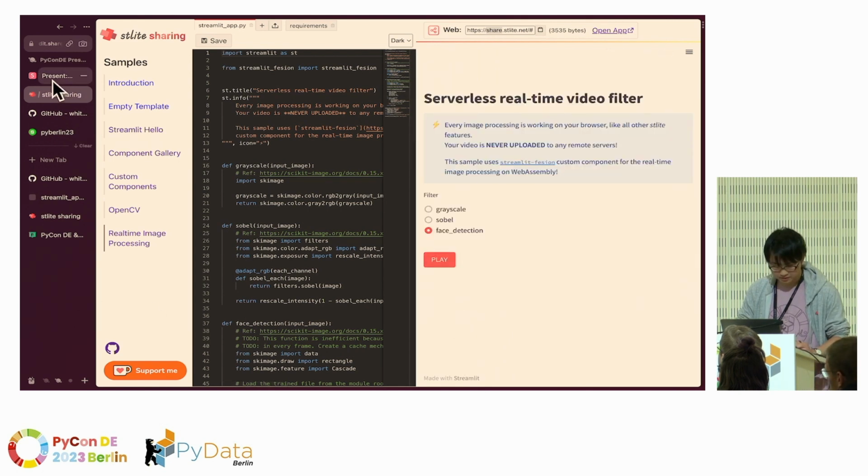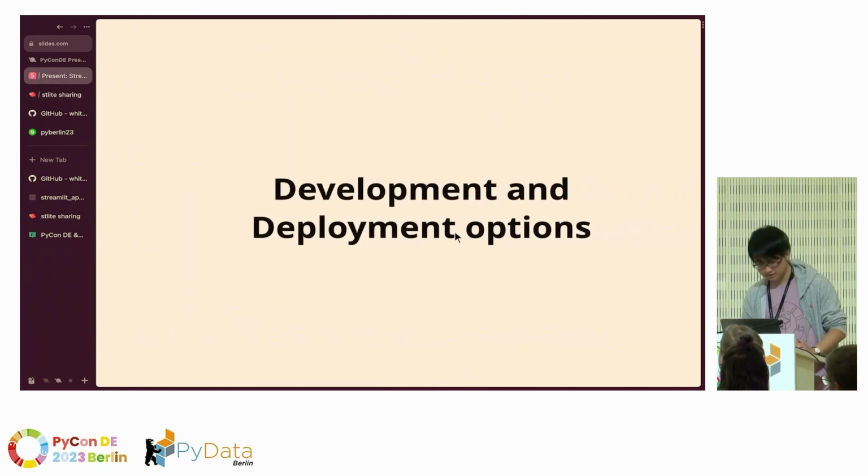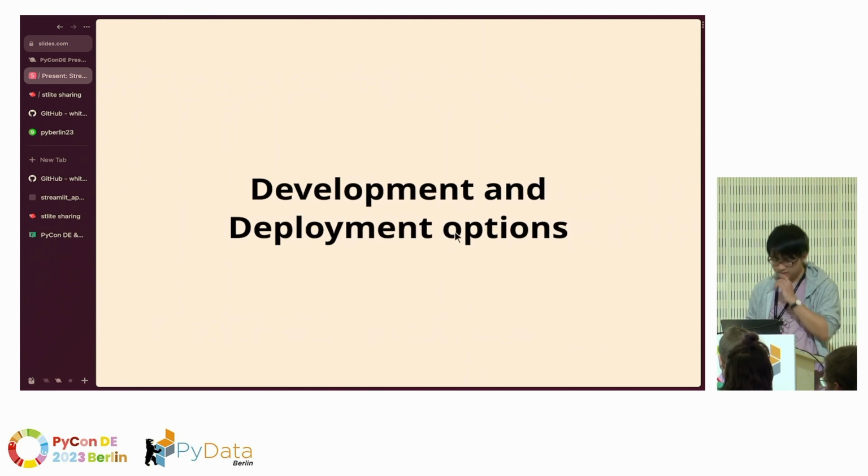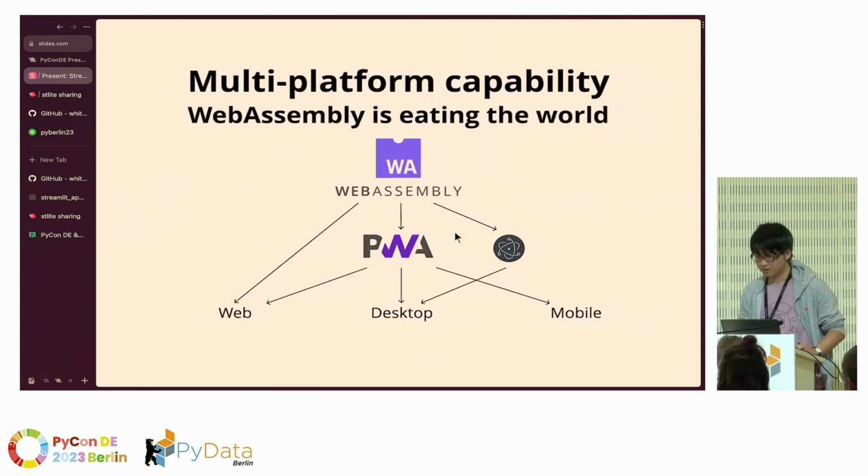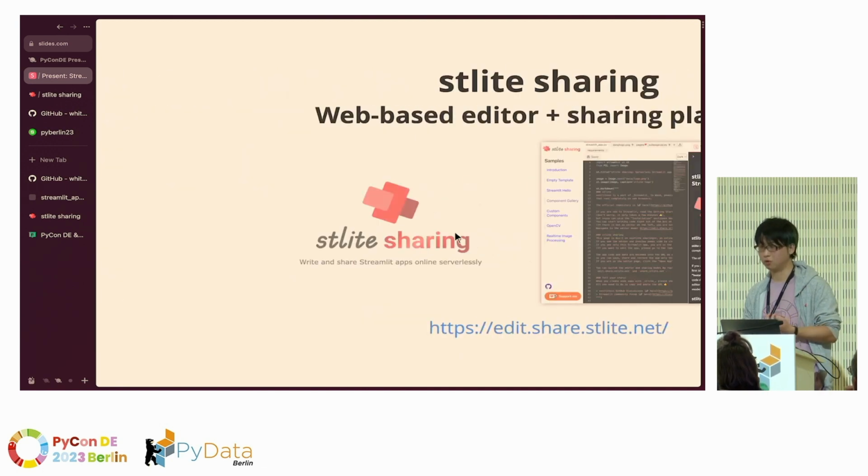All right, let's get back to the slide. At this point, I would like to introduce some available ways to develop and deploy stlite applications. Now we can run Streamlit applications on WebAssembly, so the target platform is not only web, but we can also package desktop or mobile apps.